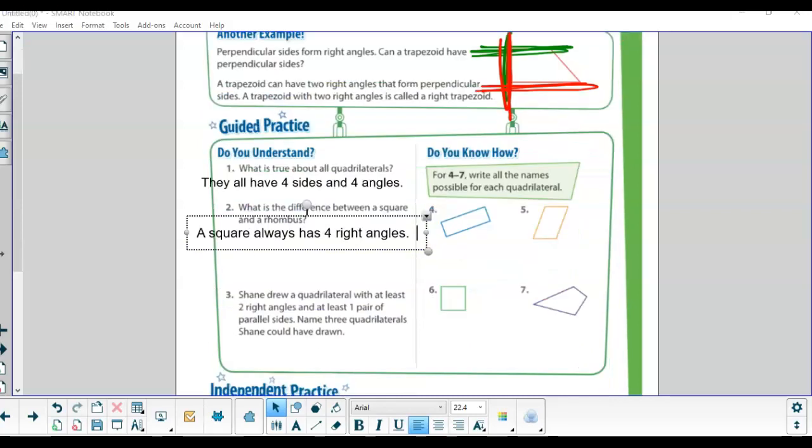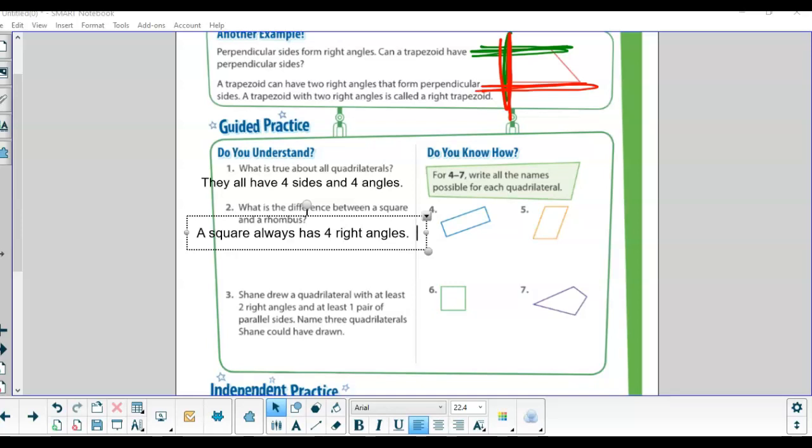Now again, reading a question carefully is super important. Shane drew a quadrilateral with at least 2 right angles and at least 1 pair of parallel sides. Name 3 quadrilaterals Shane could have drawn. So again, does this mean that there can only be 2 right angles? No, because it says with at least 2 right angles. So there must be 2 right angles, but there could be 2, 3, or 4.